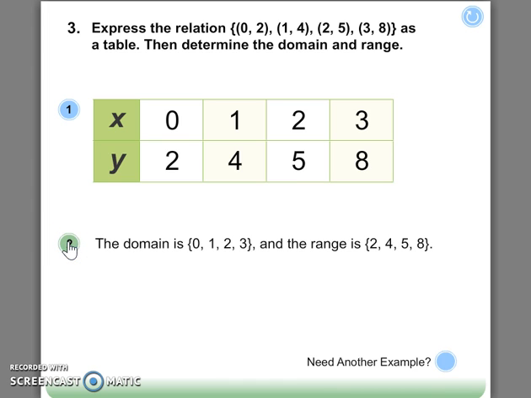So the domain here would be {0, 1, 2, 3}. If you were asked to list it, you just look at all your x coordinates and you list them in these little brackets, or braces, I should say. And the range, you just look at the y column, and in the braces put {2, 4, 5, 8}. So pretty simple.